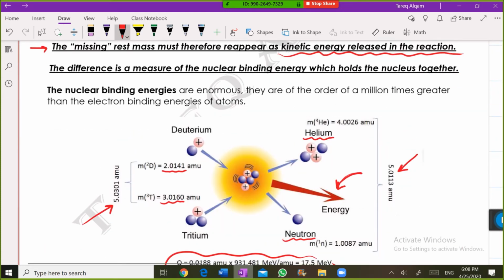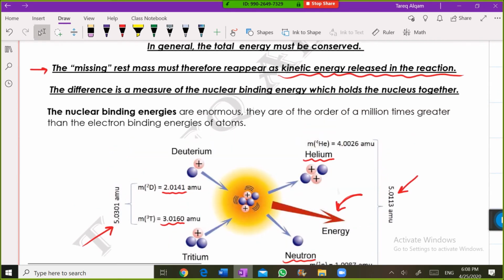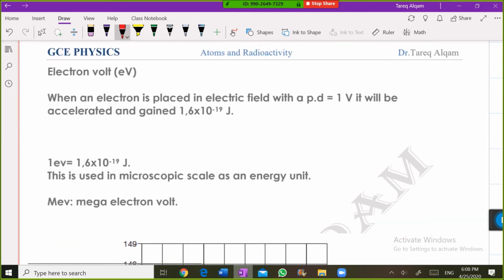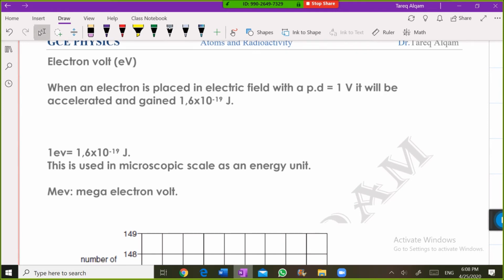Of course, nuclear binding energy is not actually required from us. It's just related to this difference in mass. Okay, it's related to the difference in mass. Here we have to define something called electron volt.